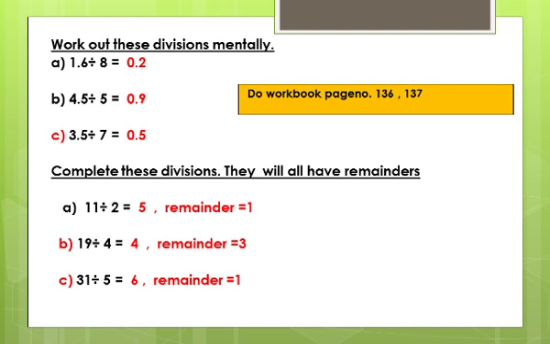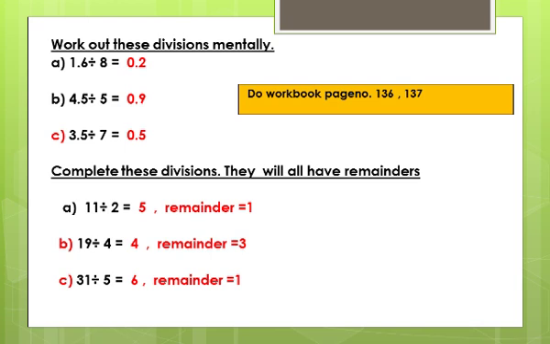The next one, 3.5 divided by 7. 35 divided by 7 is 5. So 3.5 divided by 7 is 0.5. You have some more questions in your workbook, page number 136, 137. Please complete those pages. The next one, complete these divisions.